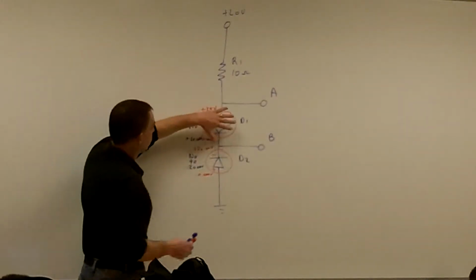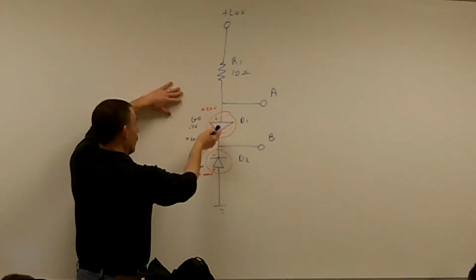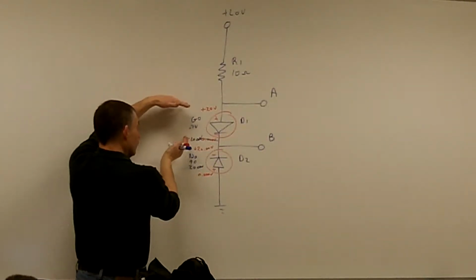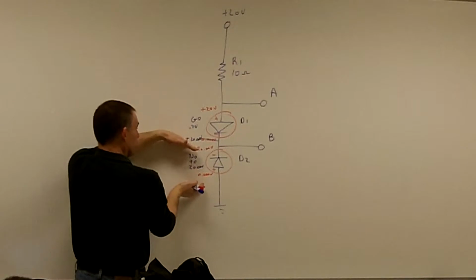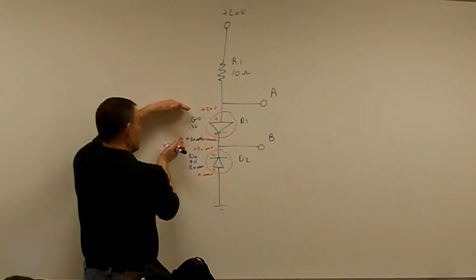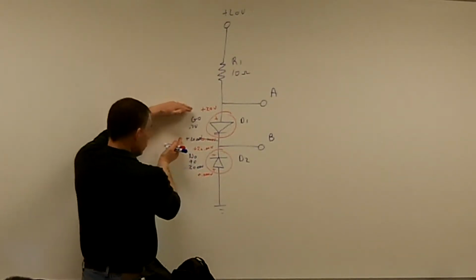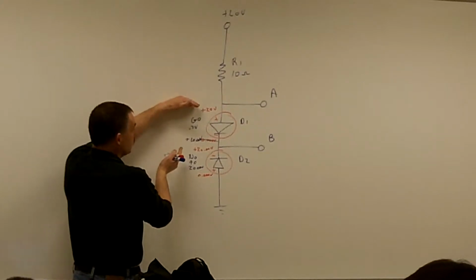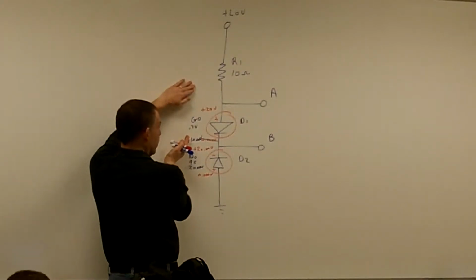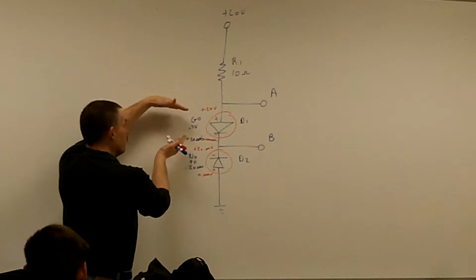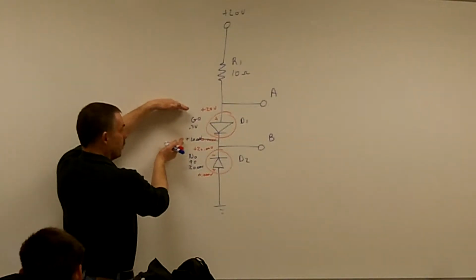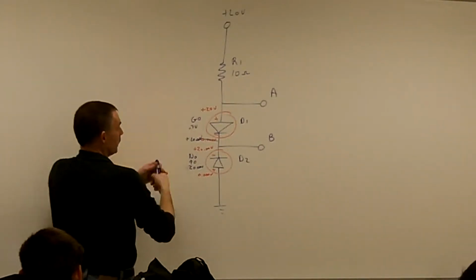And now I have a plus 20 volts here, because we treated that one as an open, and we also treated this one as an open. So we got our plus 20 volts there. So now I've got a plus 20 volts on my anode side and a plus 20 volts on my cathode side. Is that diode a go or a no go? No go. That's a no go.